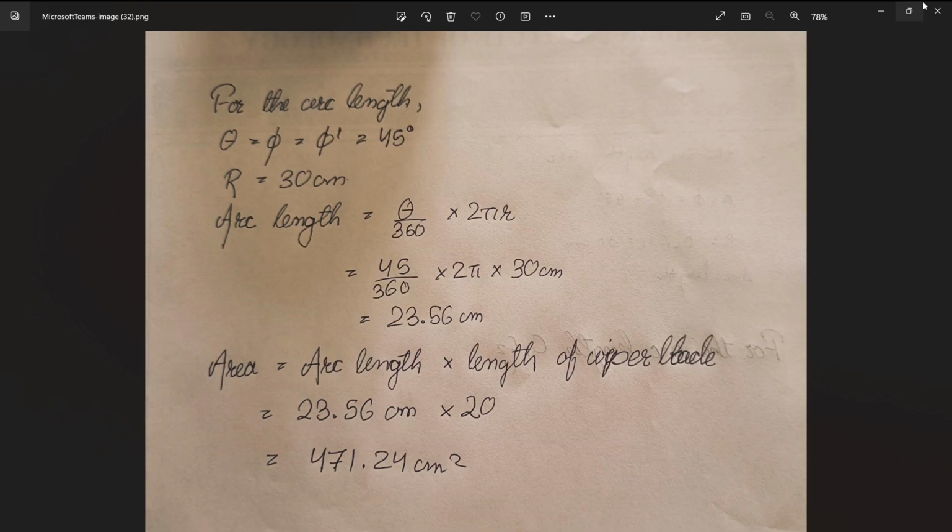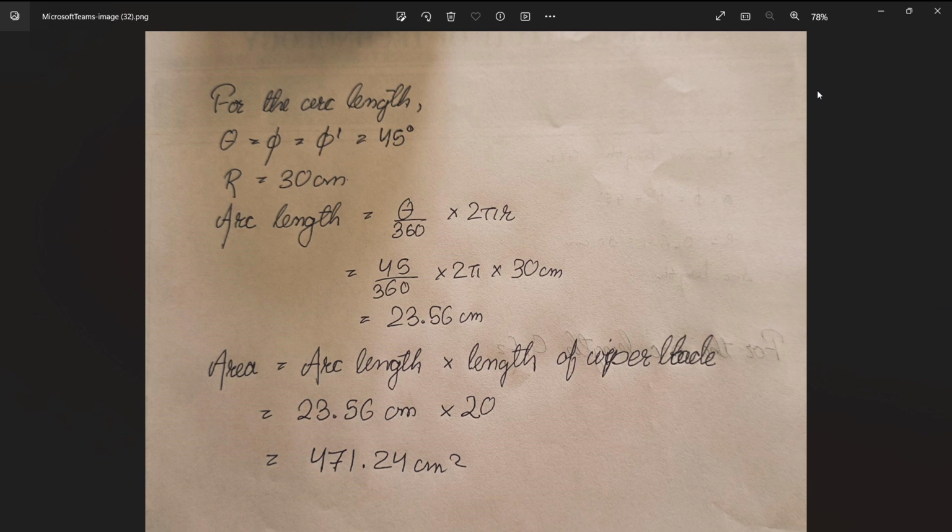For the arc length, we first got that theta equals phi, which in turn is equal to phi dash, which is equal to 45 degrees, and the radius is 30 centimeter. So we found the arc length by using the formula theta by 360 into 2 pi r. Putting the value of theta equal to 45 degrees, we get 45 by 360 into 2 pi into 30 centimeter, which equals 23.56 centimeter.